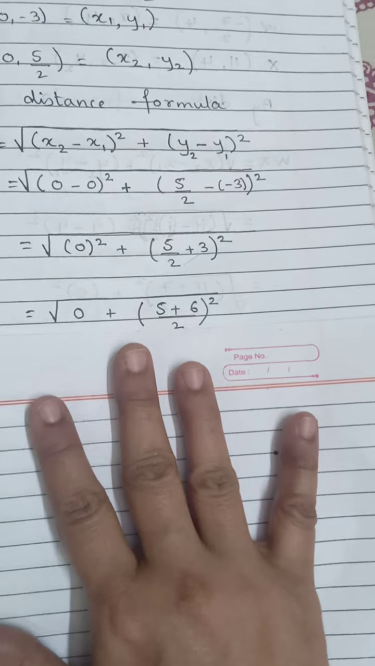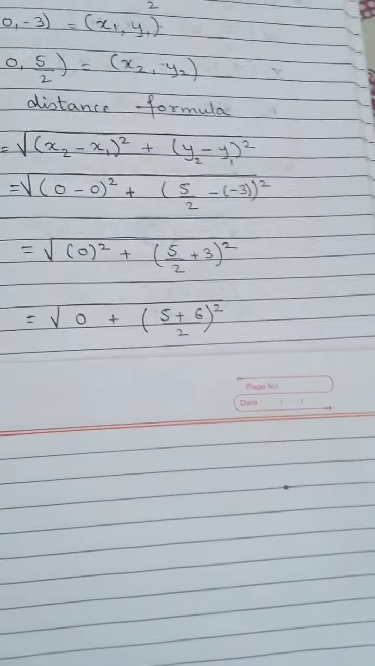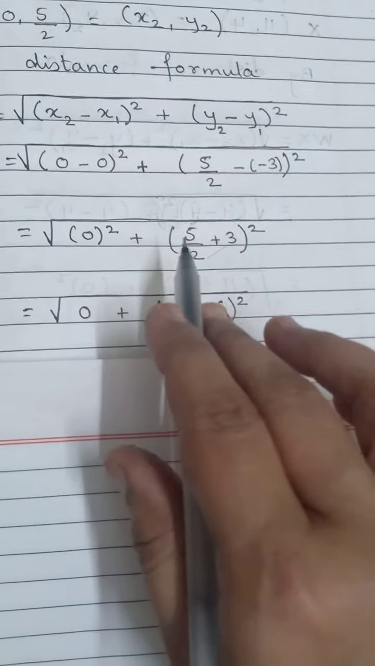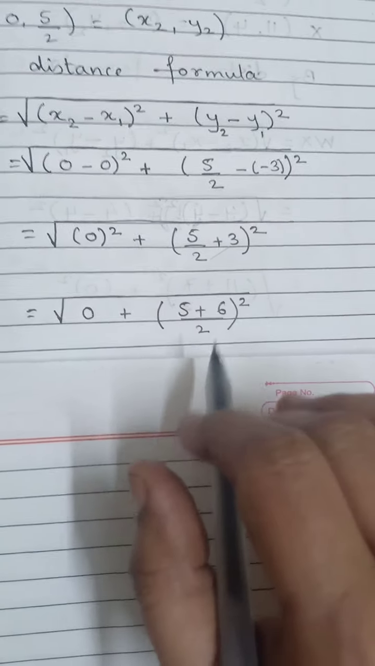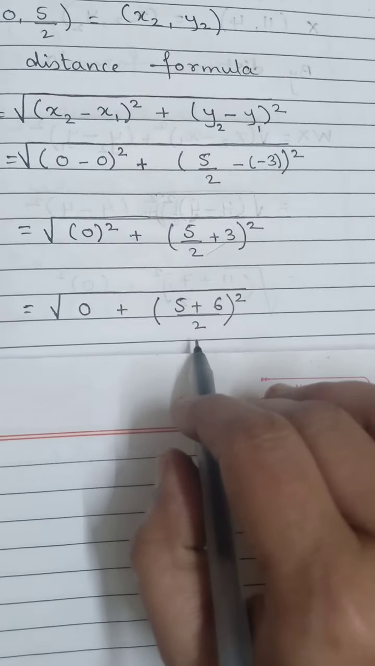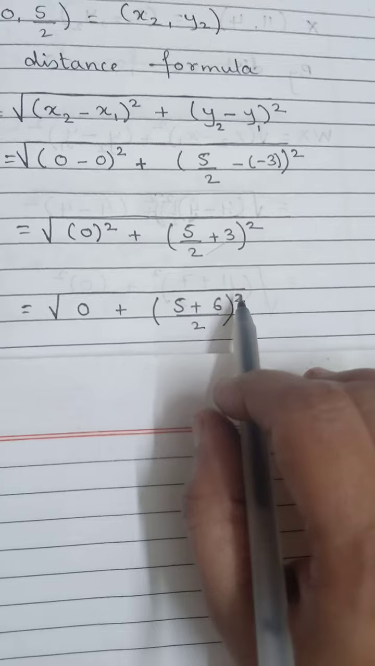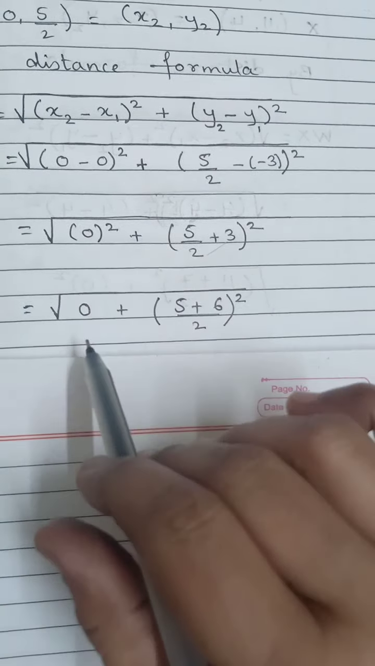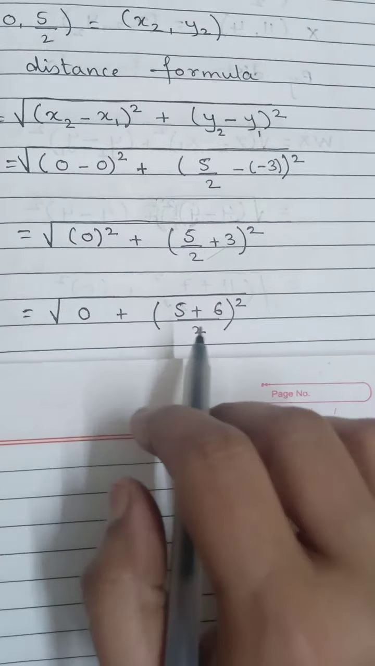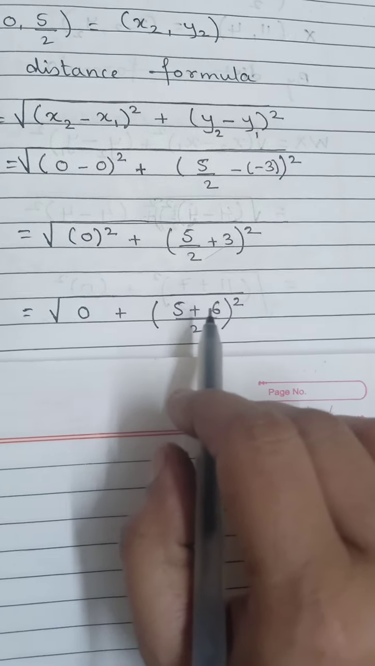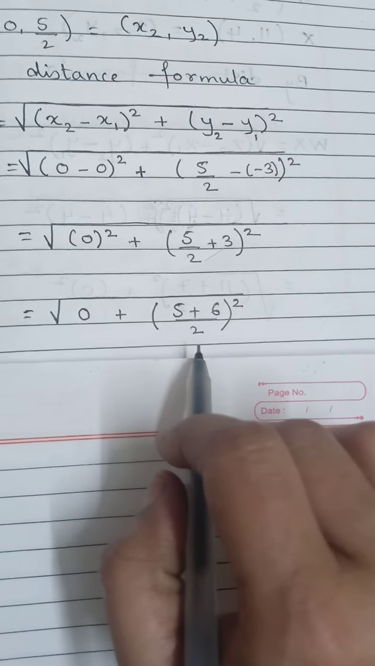So we will see how we have simplified here. First of all I have taken 5 plus 6 only, so it will be easy to understand. 5 plus 2 threes are 6, and then the common denominator will be 2. Then we have to take a square, and the square of 0 we know is 0 only. Now we'll simplify again. 5 plus 6 will be 11 upon 2.